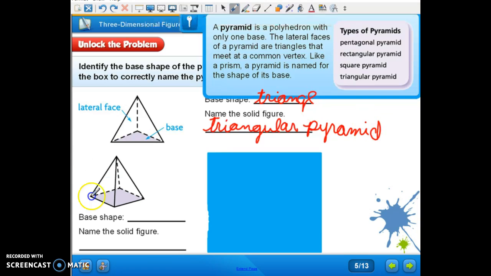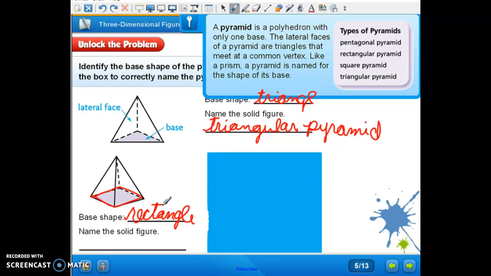Let's look at our next one. What shape is the base of this pyramid? A square. Actually, it's maybe not a square, but a rectangle. A square is always a rectangle, but we don't have a square-agonal prism, so you classify it as a rectangle.